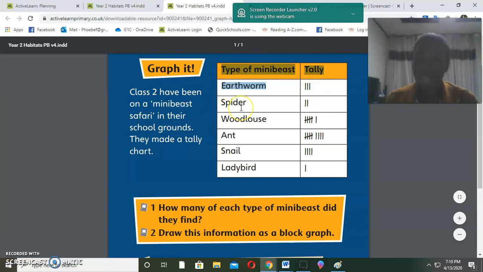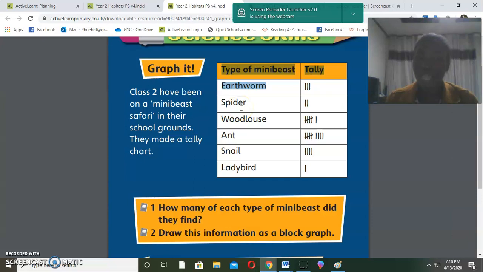And then we have the spider. Okay, they went out and found 2 spiders and they recorded 2 of them. 1, 2. So the sticks represent 2 of them. Then we have the woodlouse. They went out and they found 6. I know you're going to ask me, but teacher, how? So you can see we have the sticks 1, 2, 3, 4, and then this one that crosses like this represents 5. Then plus this one is 6. So they found 6 woodlouse.